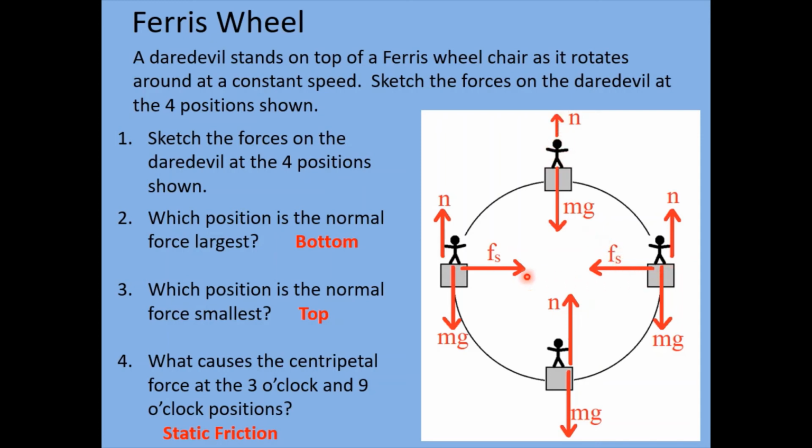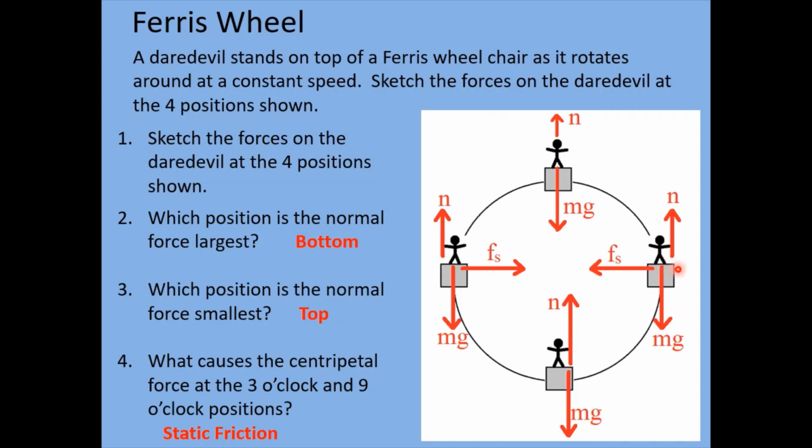The interesting thing happens here over on the sides. Weight is always down, mg, and the normal force is going to be pointing up again because that's pushing on his feet. But notice these 2 forces, normal force and weight, are pointing in the vertical direction. There's nothing pointing towards the center of the circle. We know that if he's going to be going in a circle, there has to be a force pointing towards the center of the circle. So what is that force?